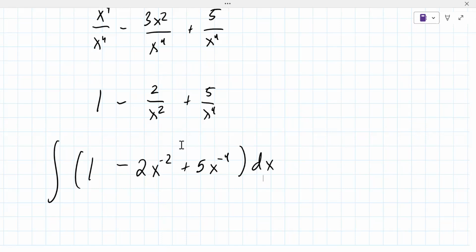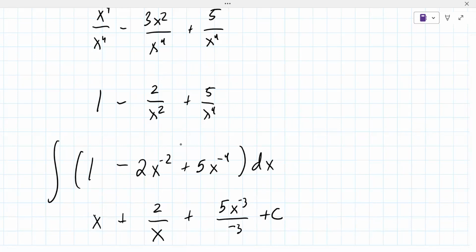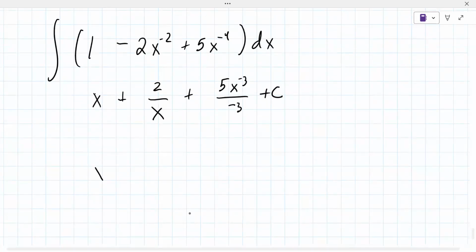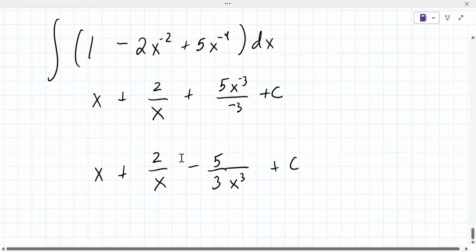x plus 2 over x plus 5x to the negative third over negative 3 plus c. Really good. Now you would want to move this negative out here, like it would probably appear here. I was gonna ask how to simplify that one because I wasn't sure. Yeah, so it'd be minus 5/3, and the x could come down here. It could stay as negative. It could be x to the -1 in the middle one. There's a lot of ways that these could be rewritten. So you gotta be on top of that.